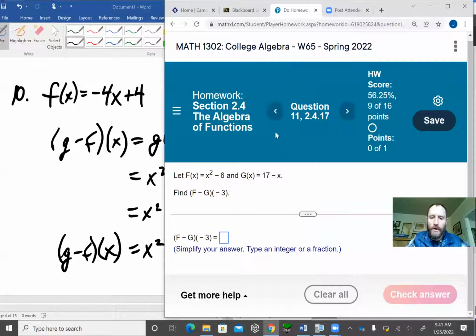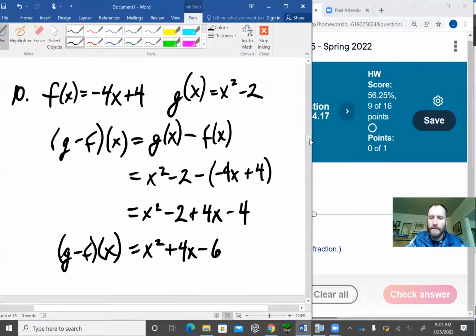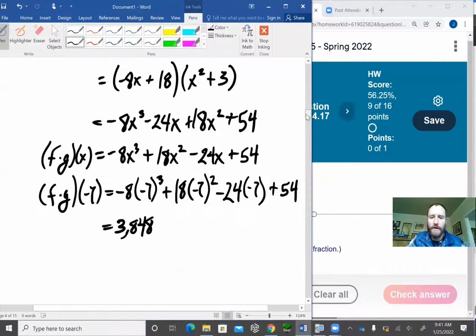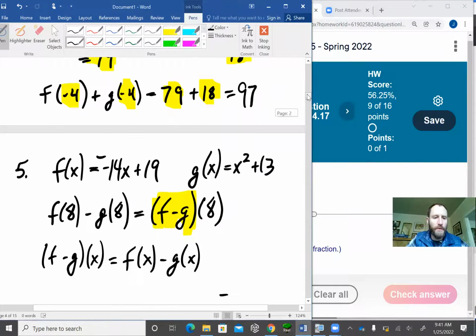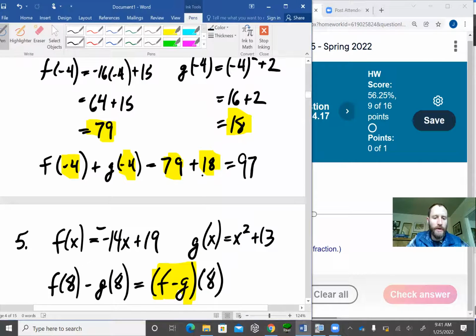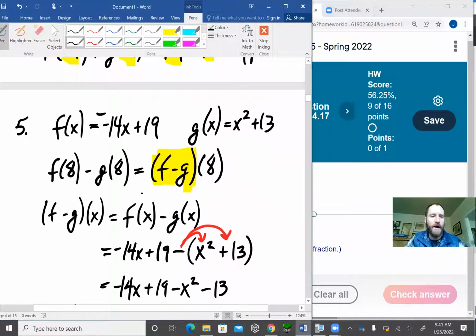All right, number 11. We've got big F and big G, and you're finding f minus g of negative 3. I think I'll skip this one, we did several like this. Let's find one to compare. Where's one where we did an f minus g? Here we go. Just look back at number 5. You've got a formula for f, a formula for g, and you're finding f of 8 minus g of 8 on number 5.